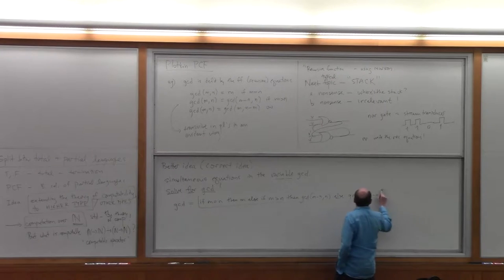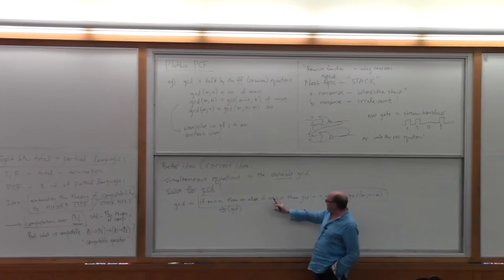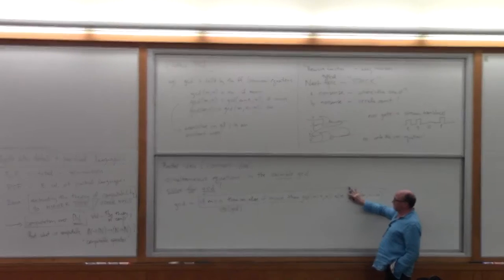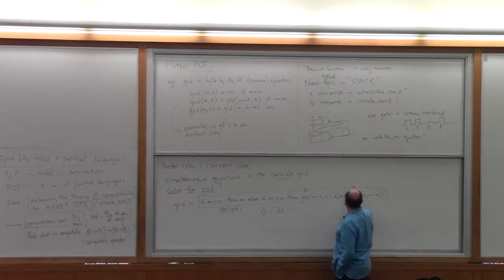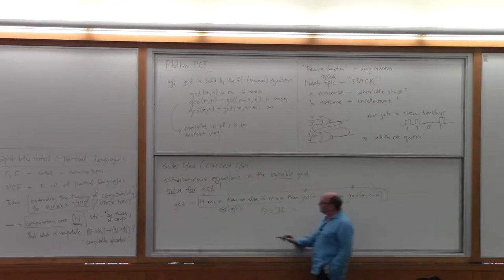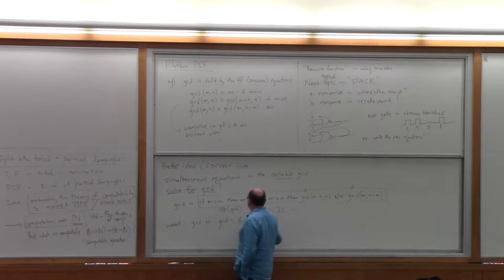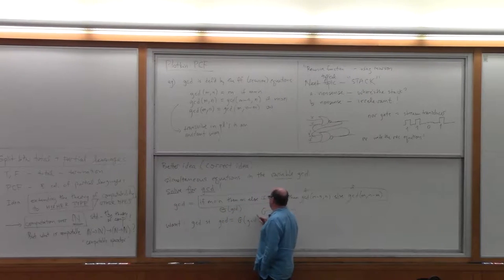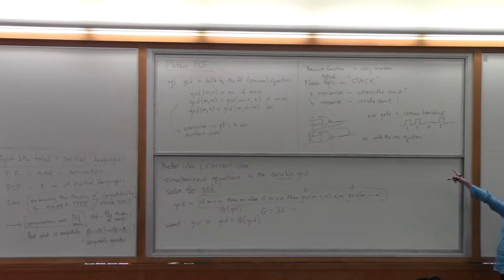Okay, because what's going on here is, let's write that as G with occurrences of GCD in it. In other words, capital G has a hole here and has a hole here. Okay, so we can think of G as lambda F dot all the stuff above, except here you write F and here you write F. Okay, so what you want is GCD such that GCD satisfies the equation that it's G of GCD.